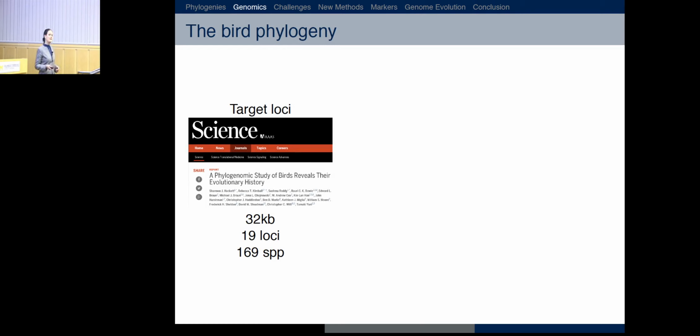And so in 2008, this study came out, and this was really sort of the first big phylogenomic study. And, you know, in 2008, this was genomic. We have 32,000 KB, 19 loci, and this was published in Science, and they said, we have figured out the relationships among groups of birds. End of story, we did it.